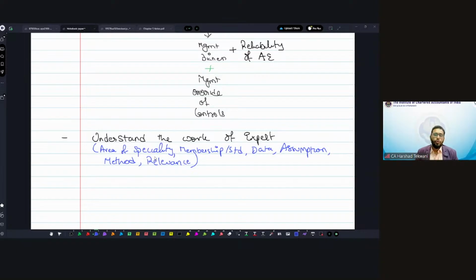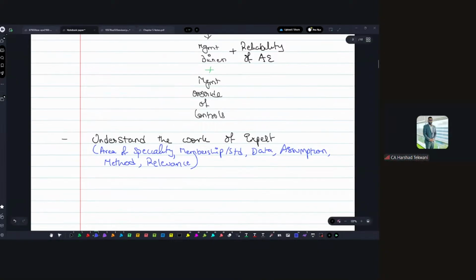So you need to understand the assumptions which are taken, the methods which are followed, and the relevance of those methods and assumptions. Then only will you be able to understand the work performed by the expert. Clear? Any doubt?